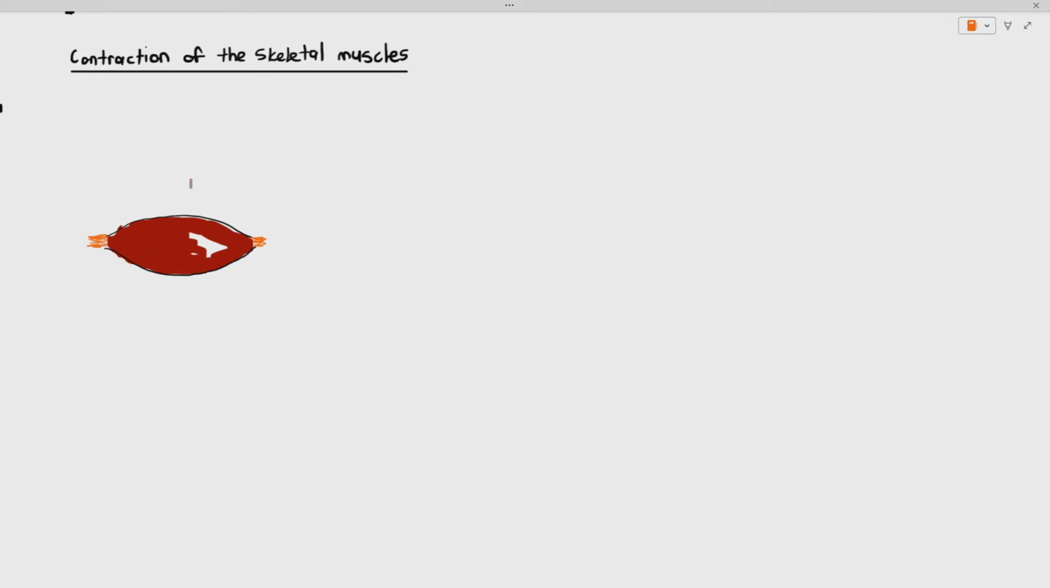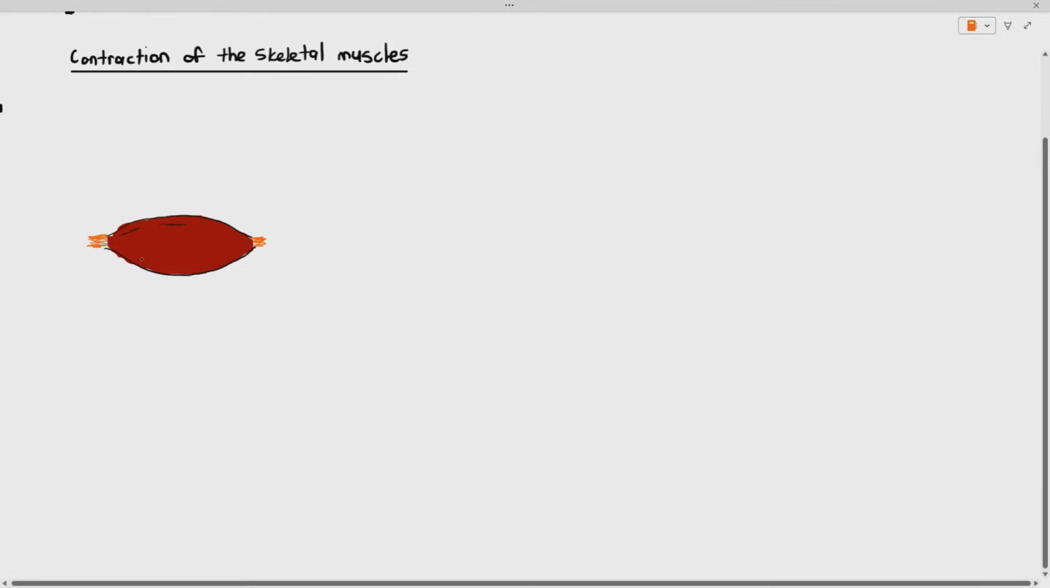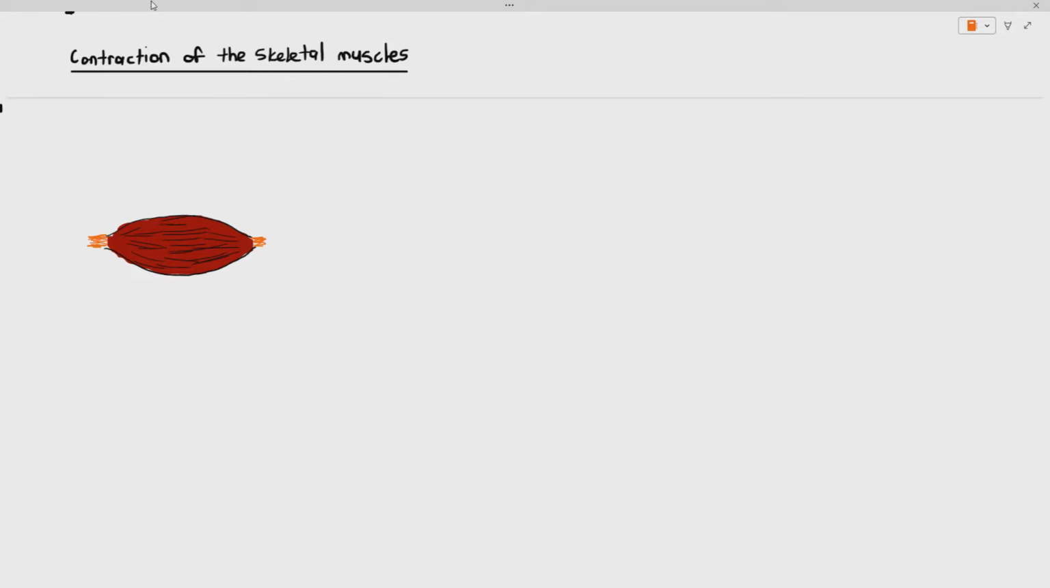Now, when we talk about contraction of skeletal muscles, you will notice that I'll have to repeat a lot of things over and over again. Even though this is a video format and you can rewind the video, I want to try to make it as organic as possible. So if I keep repeating a point over and over again like a broken record, just understand that I'm trying to keep it as natural as possible.